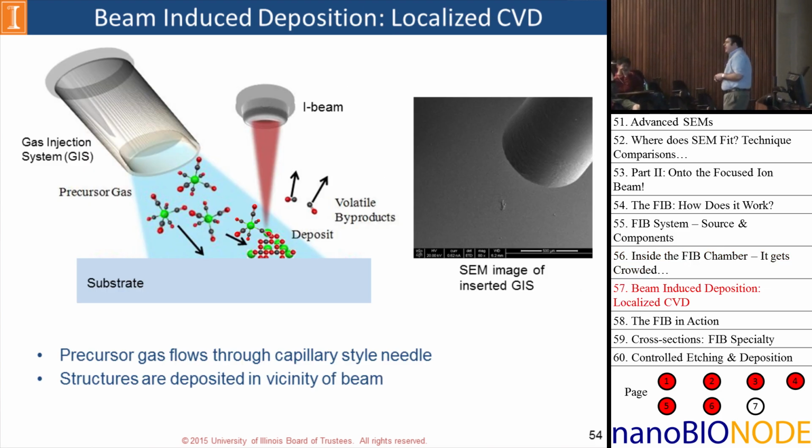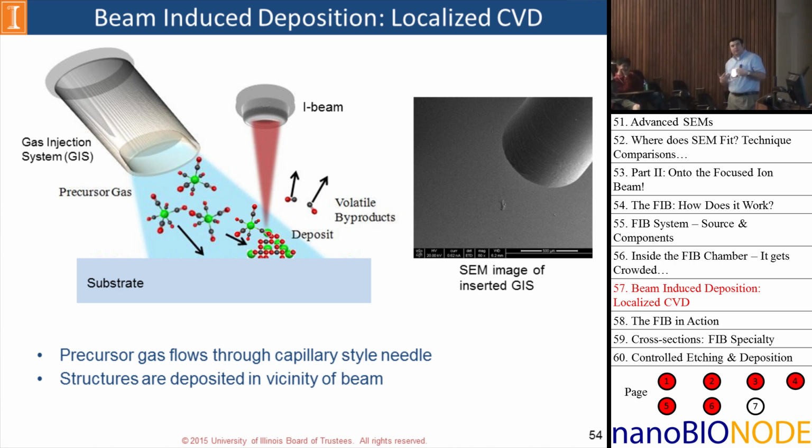The last thing that the focused ion beam was designed to do is to deposit materials. This is called beam-induced deposition. Sometimes you can think of this as a localized CVD type process, where you have a gas injector, a needle. It has a precursor gas that flows through that needle. The ion beam hits the surface where that gas is delivered. It breaks down these molecules right in the vicinity, and you get some part of the precursor that stays and some part that flies away into the vacuum system.